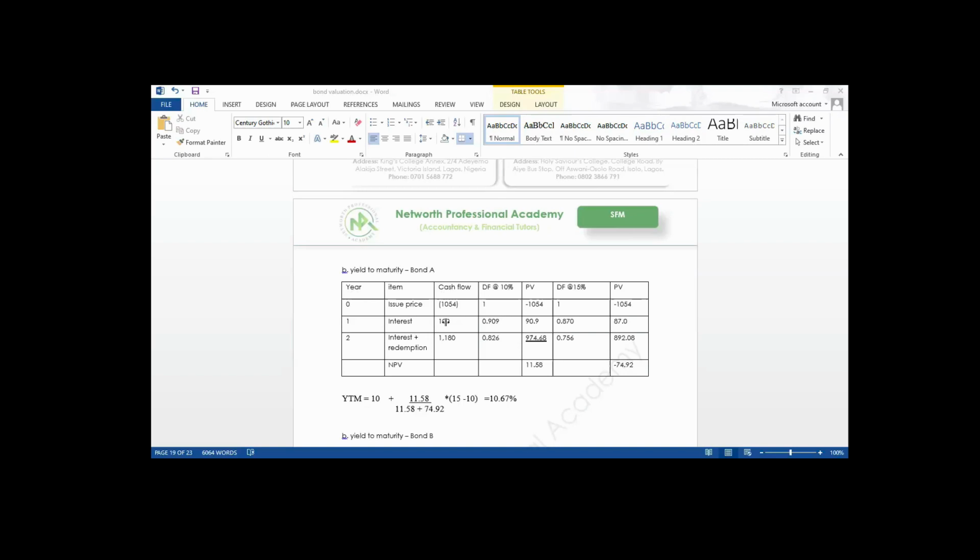What rate are we assuming? You have to start with one rate first. 10%. You are taking 10 also. Yes, sir. Please, let's try to do it.